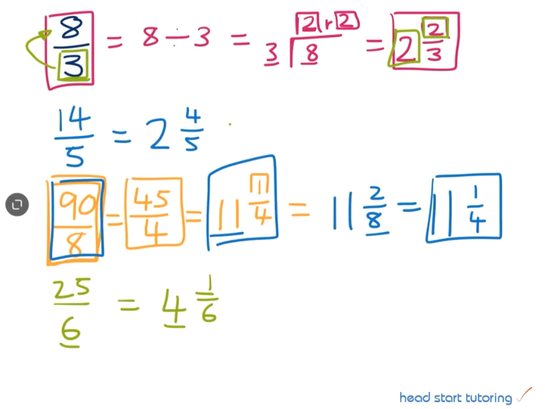Right, let's have a look at one more. 45 over 7. 7 fits into 45 6 times. 6 times 7 is equal to 42. So the difference between 42 and 45 is equal to 3. So we've got 3 over 7. So 45 over 7 is equal to 6 and 3 over 7 as a mixed number.